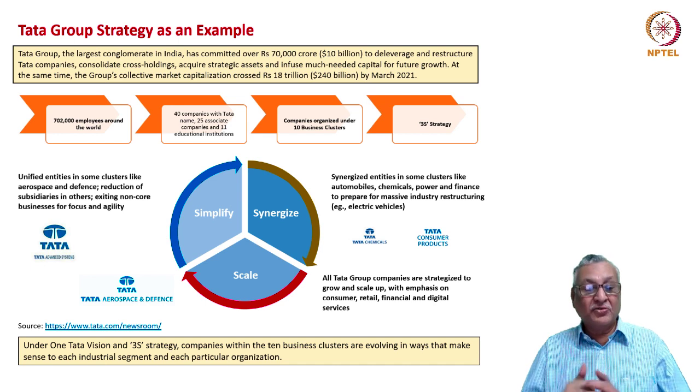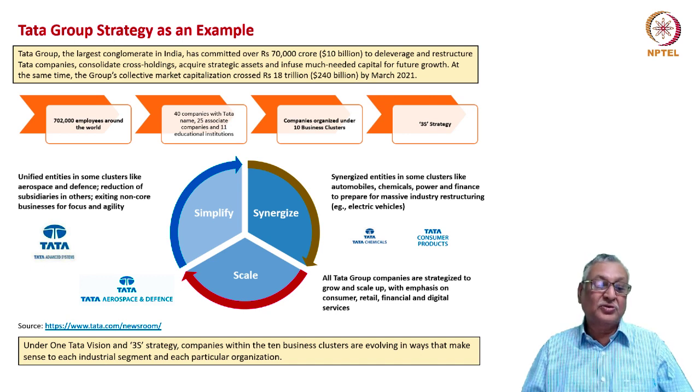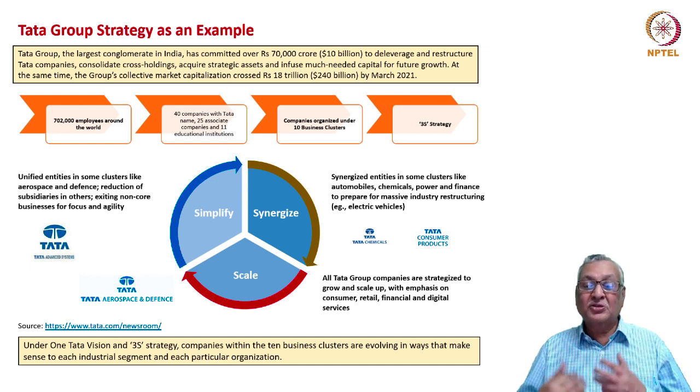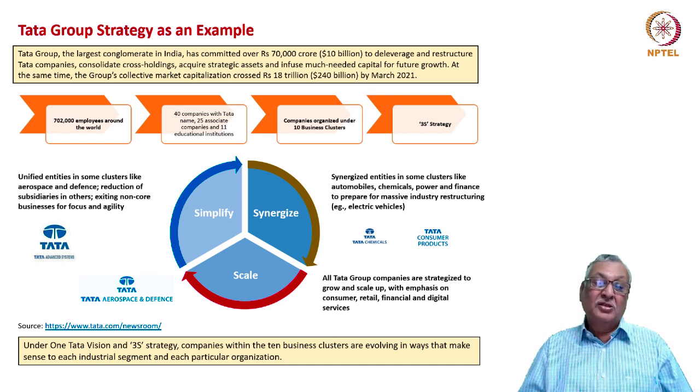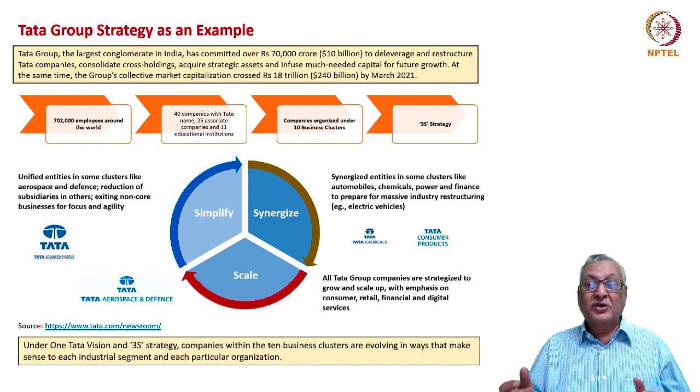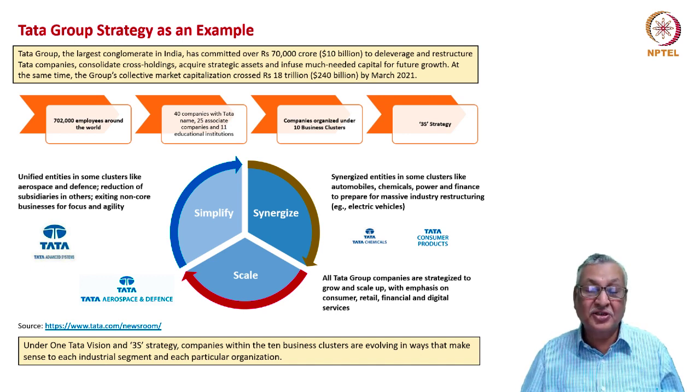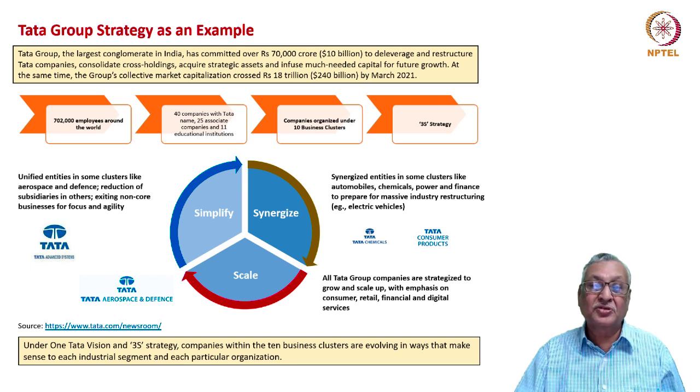Under this one Tata vision and 3S strategy, companies within these 10 business clusters are evolving in ways that make sense to each industrial segment and each particular organization. So it is getting the benefit of product specialization, business specialization, but at the same time, the benefit of business diversification and corporate diversification. But a conglomerate has great responsibility to do this very effectively. For this, a strategic management process across the conglomerate is very much required.